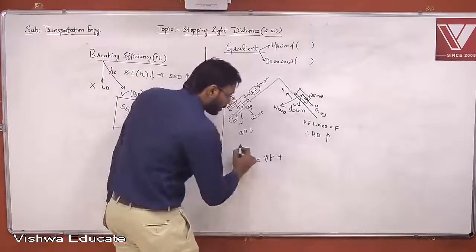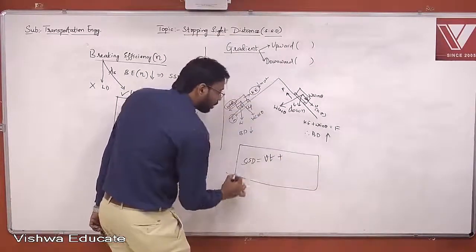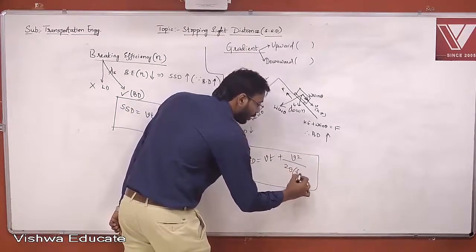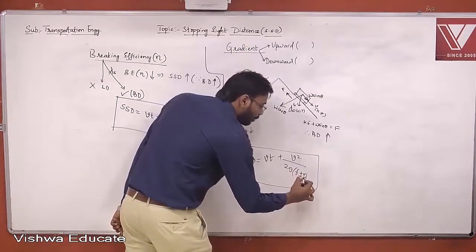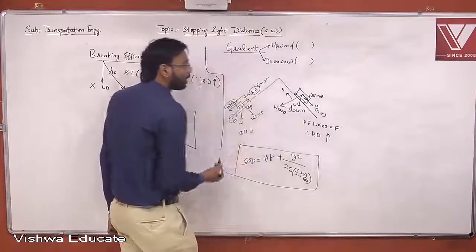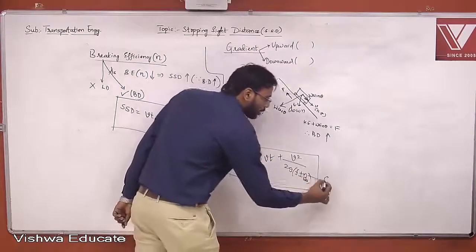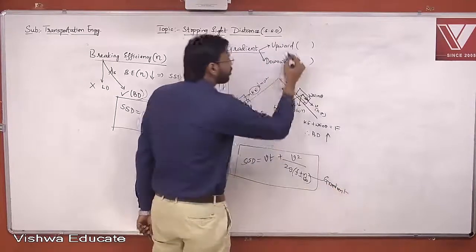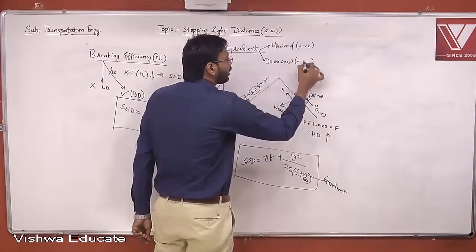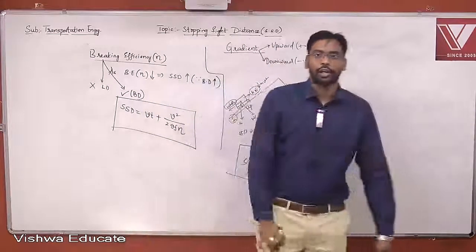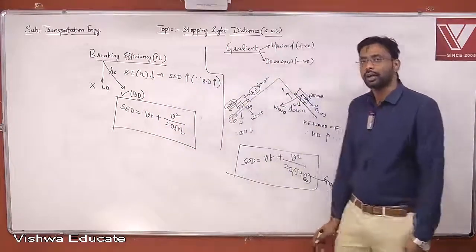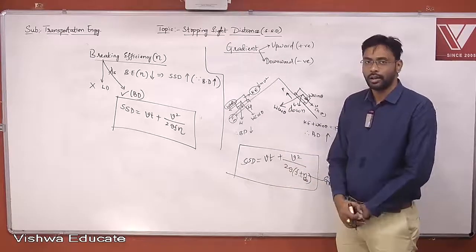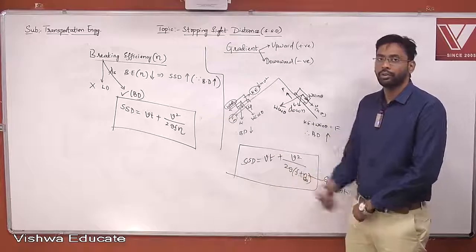So SSD is equal to V into T plus V square by 2G into F plus or minus N by 100, where N is the gradient. You should use a positive sign for an upward gradient, and you should use a negative sign for a downward gradient. That is how we calculate stopping sight distance if there is a gradient, right? We can note it down now.